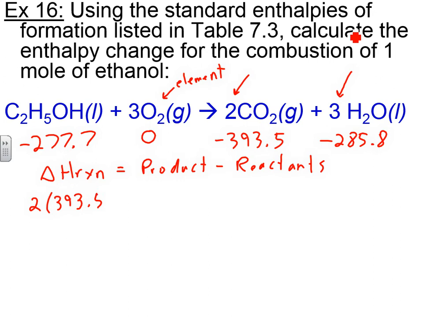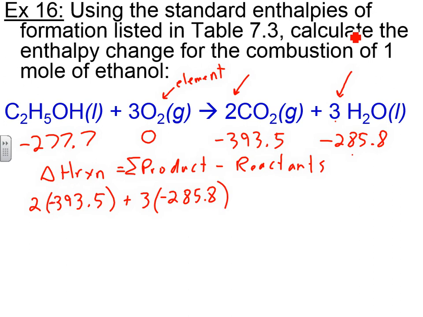We have to add up. It's the sum of the products. Remember, it said the sum of the products. So I'm going to add up the second product. So 3 waters times negative 285.8. So 3 times negative 285.8. Whoops, I forgot the negative. Don't forget the negative. That should be a negative here as well. You have to keep track of the negatives.